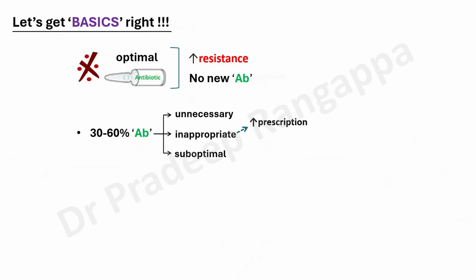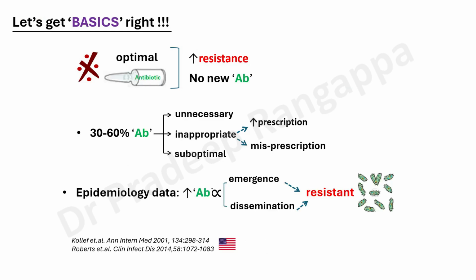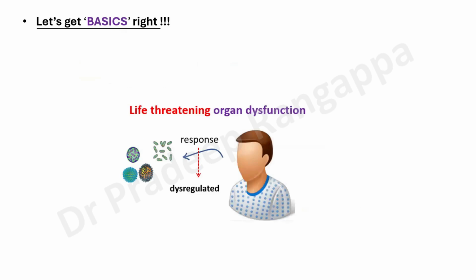And this inappropriate usage could be due to overprescription or misprescription of the antibiotics. The epidemiological data has shown that the indiscriminate usage of antibiotics in ICU is directly proportional to the emergence and dissemination of resistant organisms in ICU. So this slide I keep showing in any infections, because this forms the background of all the antibiotic stewardship that we need to adopt in rationalizing the usage.